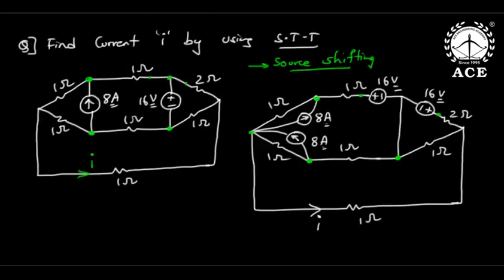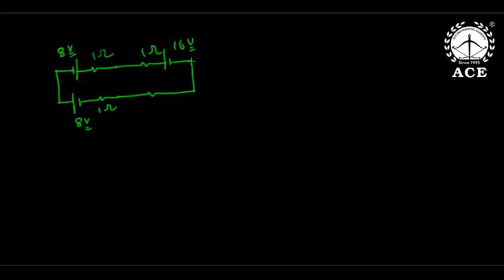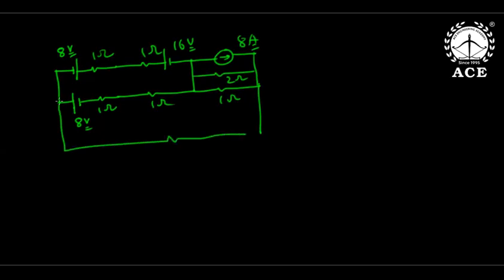Then here this same wire is connected, but 16 volts in series to 1 ohm becomes 8 amperes in parallel, and 16 volts in series to 2 ohms becomes 8 amperes in parallel. So here 8 amperes in parallel to 2, and here 1 is also there. Rest all is the same, sir. But my target branch, I am not disturbing.